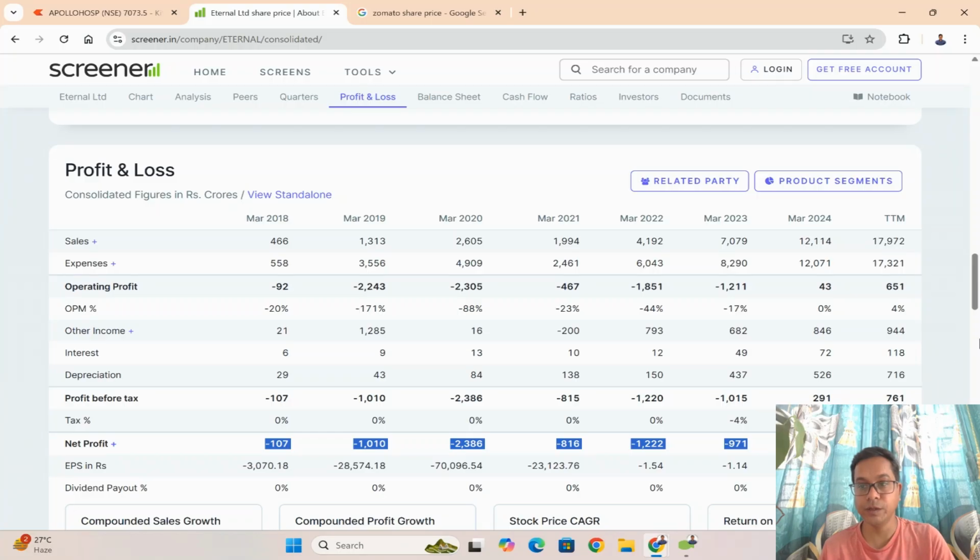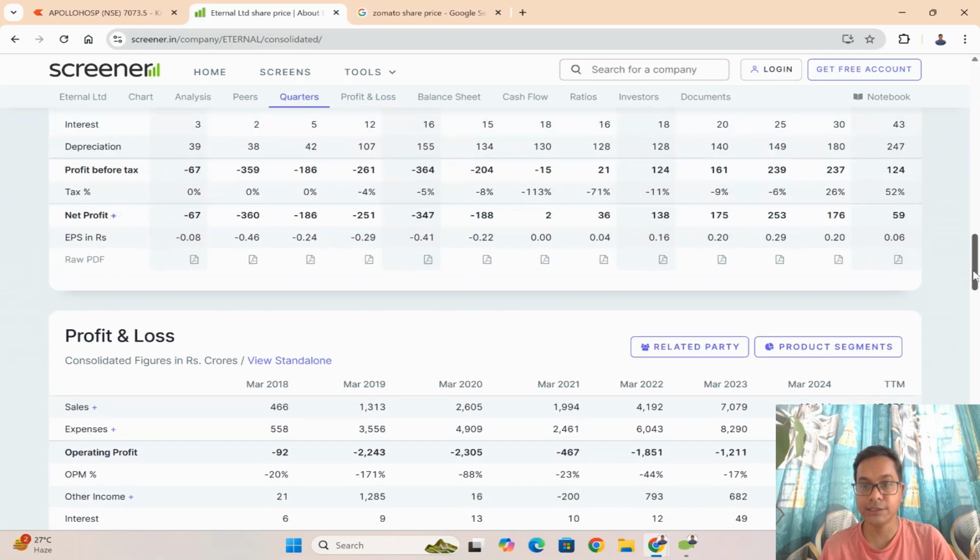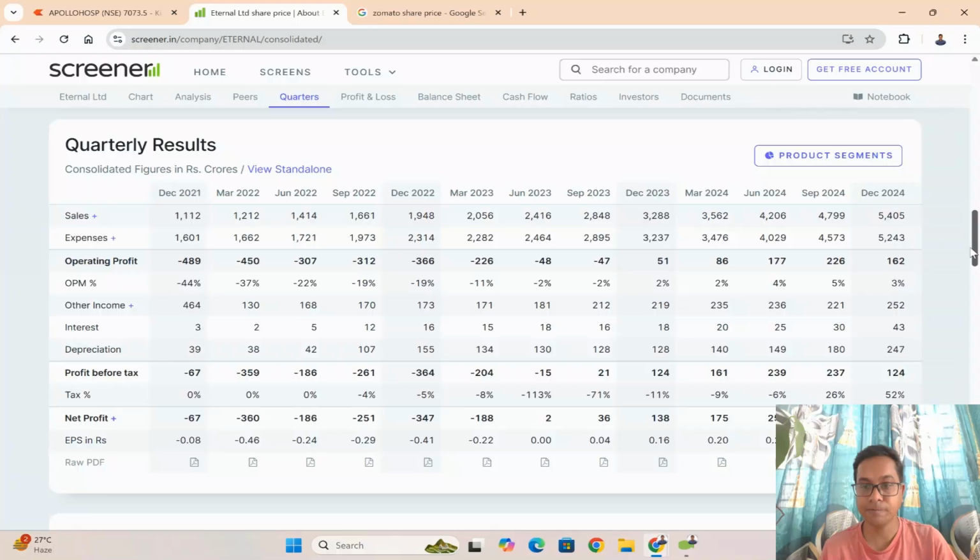Now you zoom in, you go inside the quarterly and see. So if you see in the yearly, March 2024 is the time when it turned positive, right? Is profit. But if you look at the quarterly, in June 2023, first time from minus it turned positive. Okay, so this is the time you can think about buying the stock.